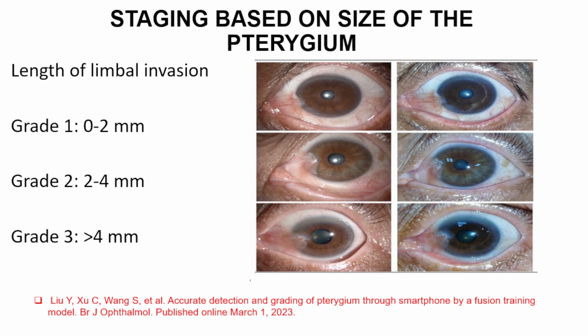Staging based on the size of the pterygium. Based on the size of the pterygium involving the cornea from the limbus, assessed on slit lamp examination, it is graded as 1 if it is 0 to 2 mm, graded as 2 if it is 2 to 4 mm, and graded as 3 if it is more than 4 mm.